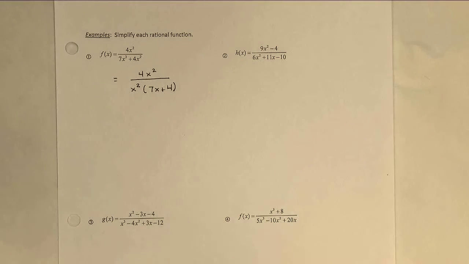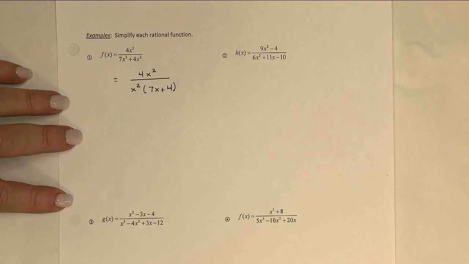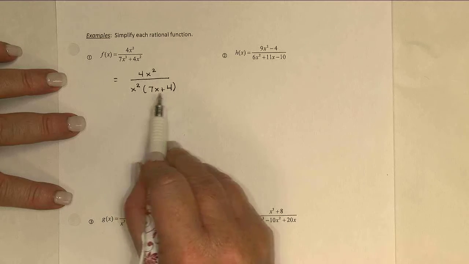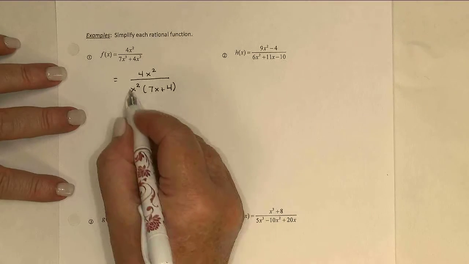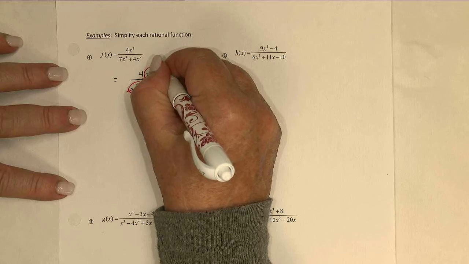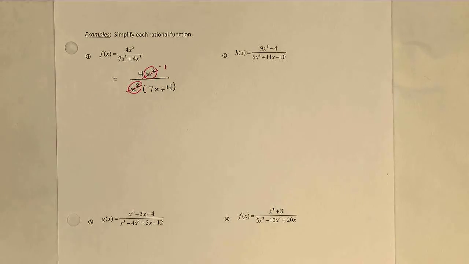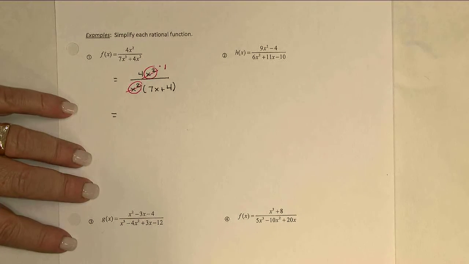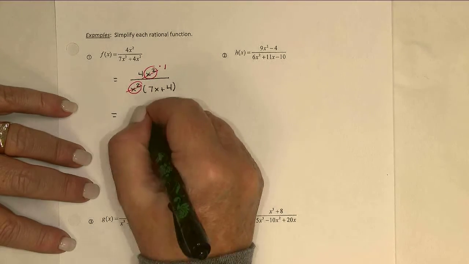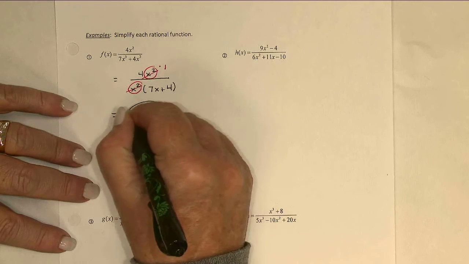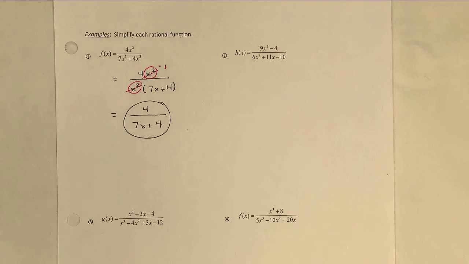And now notice on the top, we have 4 times x squared. Those are multipliers. On the bottom, we have x squared times the quantity 7x plus 4. So again, multiplication there. I can now look at this x squared divided by x squared and say that's really just a factor of times 1. Since multiplying by 1 doesn't change the value, I can go ahead and reduce this to 4 over 7x plus 4. And there's my lowest terms answer.